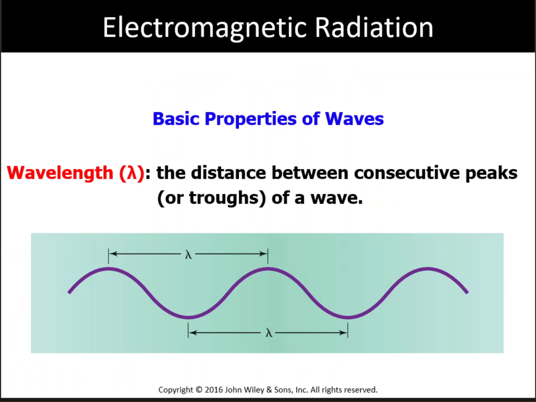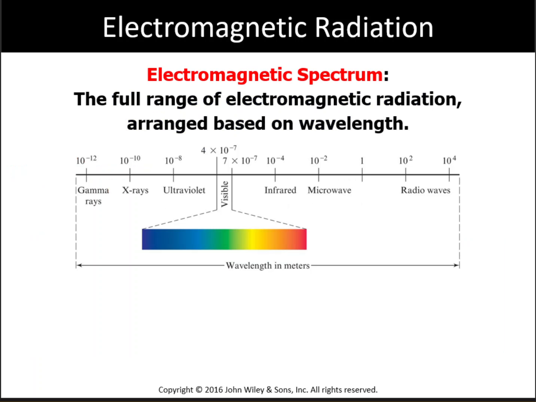Now, this is the wave motion of a radiation. The wavelength is marked on this slide here. The wavelength is considered the distance between consecutive peaks of the wave. Now, let's focus on the electromagnetic spectrum.